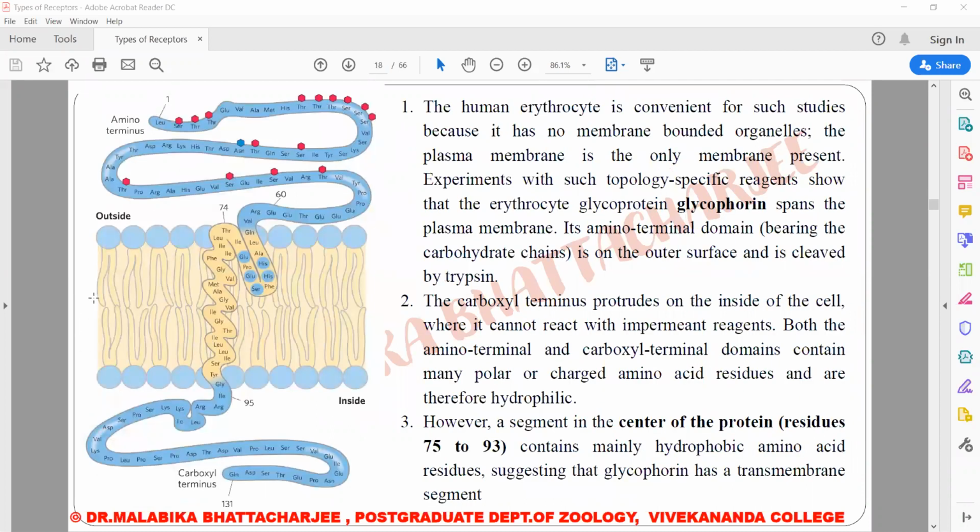This is the structure of the integral protein glycophorin, which is found on the erythrocyte membrane. If you look, it has an amino terminal domain on the outside. It has a transmembrane region, and it has a carboxy terminal domain on the inside. So this is a typical example of an integral protein that was first observed in RBC.